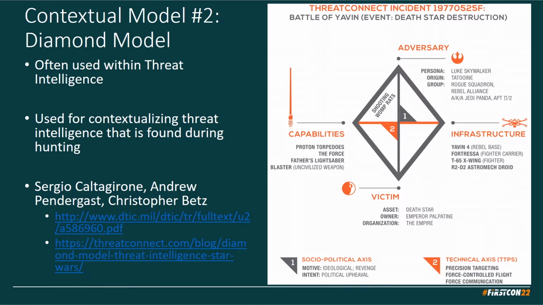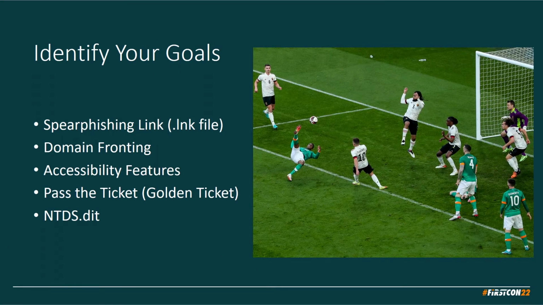What did we contextualize that with? Well, first thing we did was identify goals. Everybody's got to have goals, right? So the goals, in my estimation, are: if I do nothing else in this emulation, if I can't see anything else in this emulation, here are the 5 things that I want to be able to exercise, right? So I wanted to exercise that spear phishing link. I wanted to do domain fronting, accessibility features, pass the ticket with some golden ticket, and my objective is the ntds.dit file, okay?